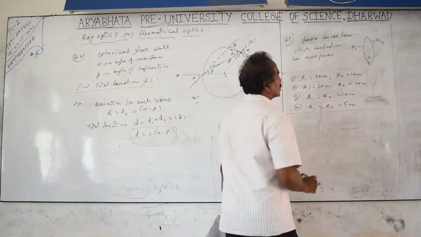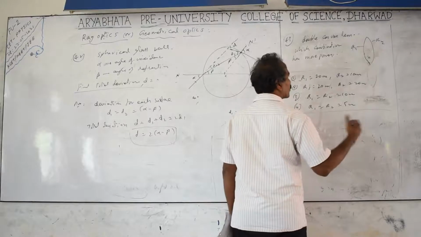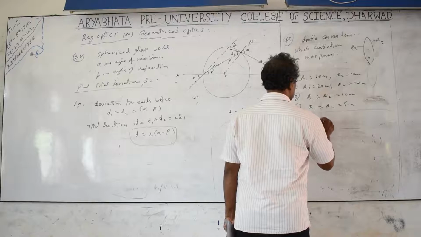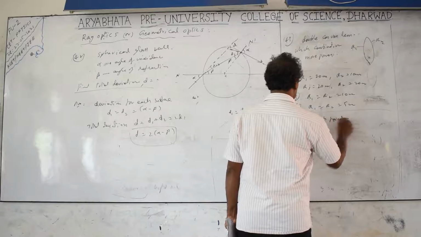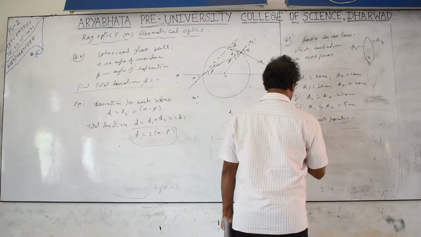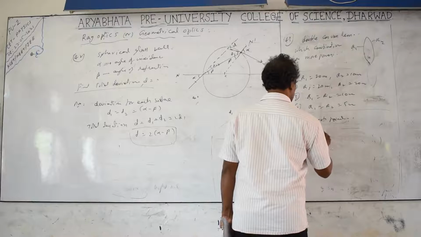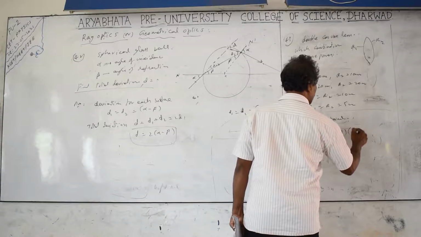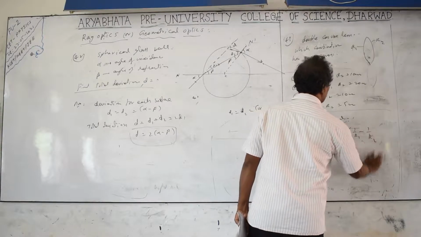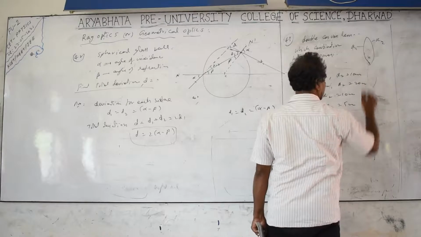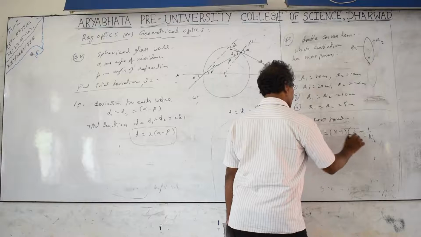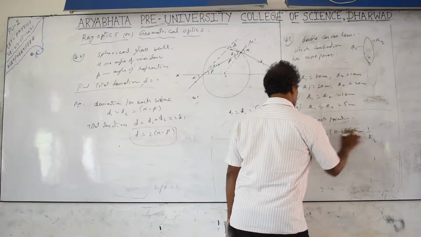The smaller the radius, the smaller the focal length and the more focal power you will have. What is the lens maker's formula? Power, the reciprocal of the focal length, is equal to (n minus 1) into (1 by R1 minus 1 by R2). But R2 is the left side radius, so it is going to be minus. Minus into minus becomes plus. So for the convex lens, R2 is minus.